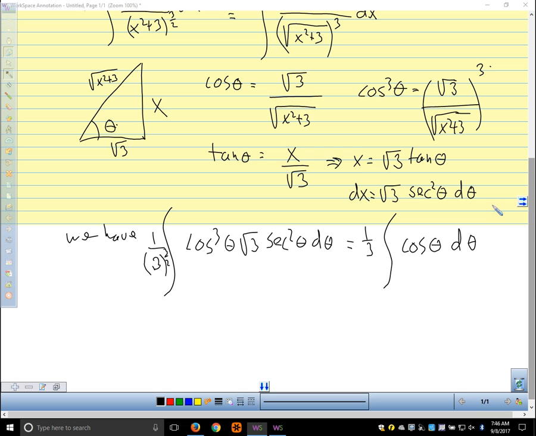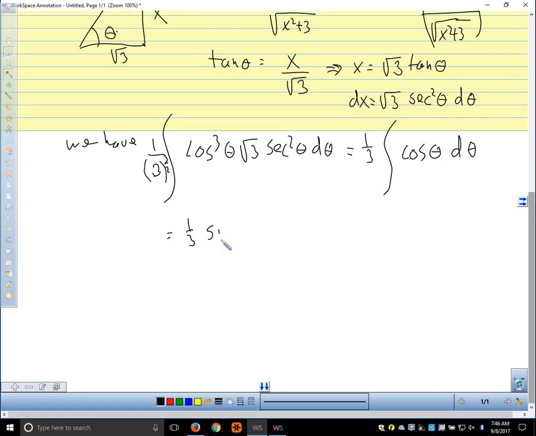All right. We have 3 to the 1/2 over 3 to the 3 halves. So 1/2 minus 3/2 is just minus 1, 3 to the minus 1. Okay, I just want to make sure we agreed on our arithmetic. And this is an easy integral: 1/3 sine theta plus C.